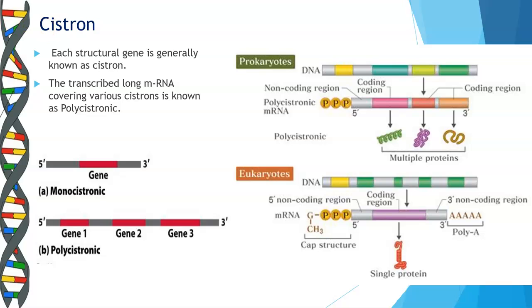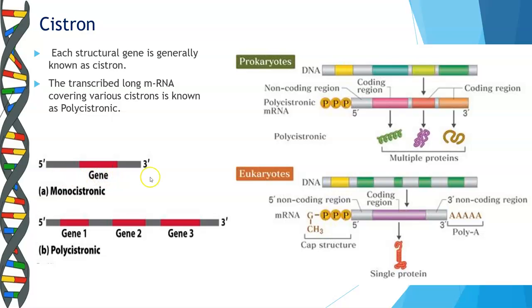Now students, we need to understand what is a cistron. Each structural gene is generally known as a cistron. So you have this DNA, and every structural gene which will code for a particular protein is called a cistron. The transcribed long mRNA covering various cistrons is known as polycistronic.